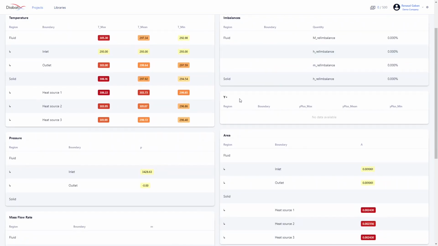The Y plus value is a non-dimensional number used as a measure of mesh coarseness or fineness for a flow. The maximum, minimum, and average values of the Y plus at all boundaries are displayed. In the last table, you can find a summary of the boundaries' areas in square meters units.